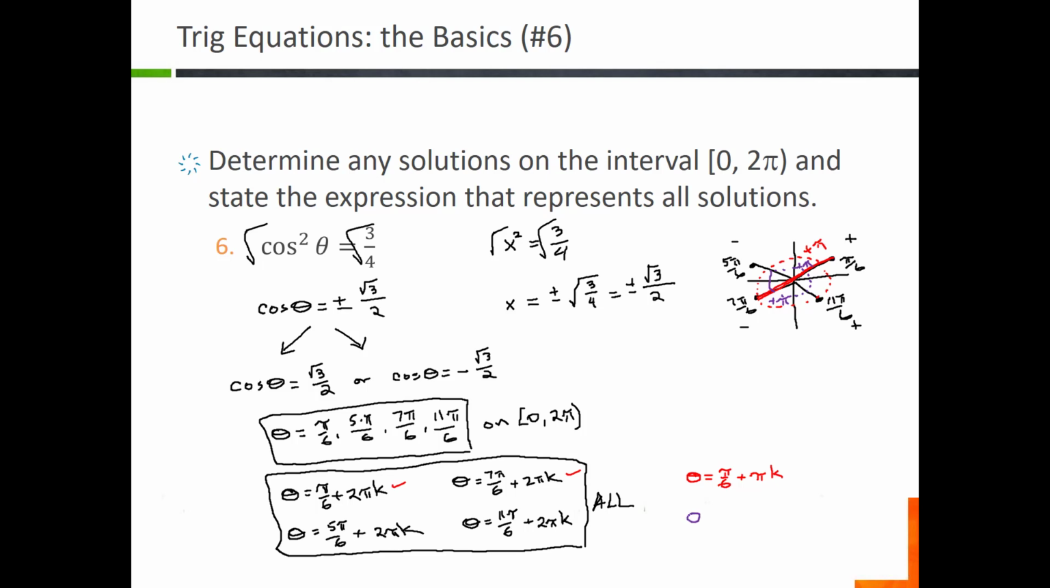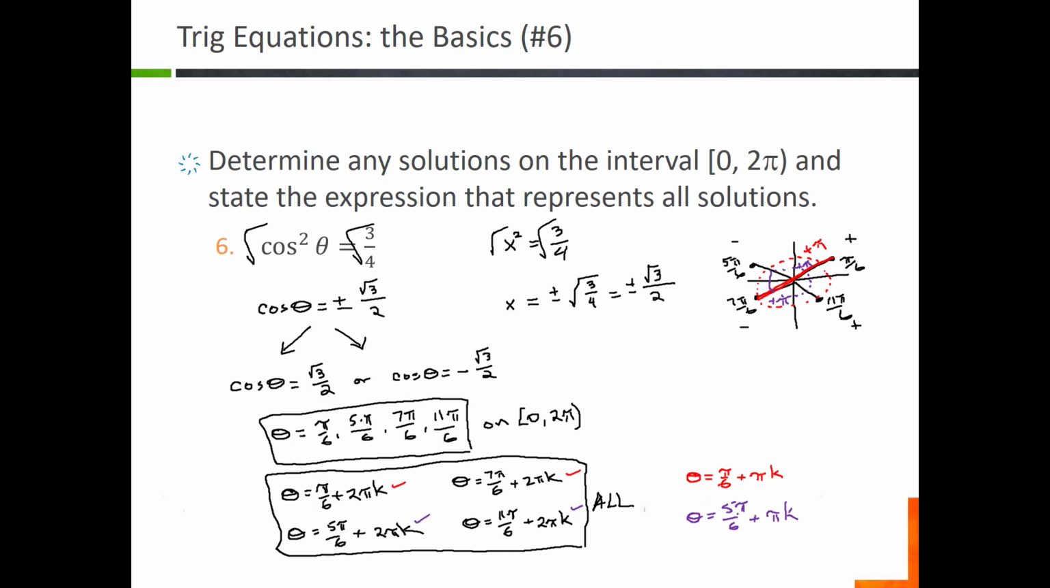So we can have theta is equal to 5 pi over 6 plus, so how far is it from 5 pi over 6 to 7 or 11 pi over 6? It's a distance of pi. So again, we're going to have a plus pi k, and that takes care of the 5 and the 11.